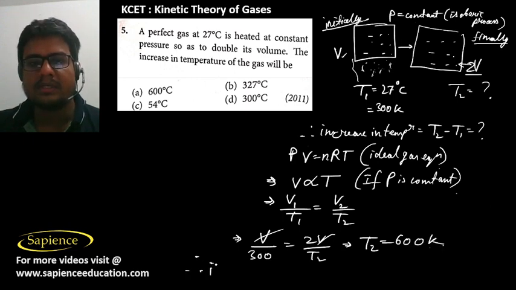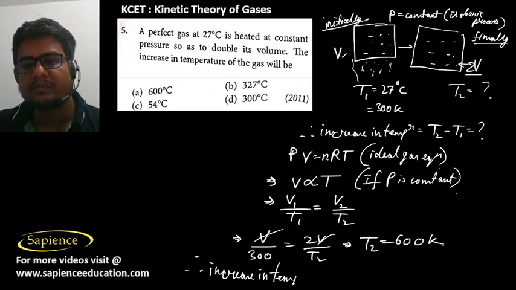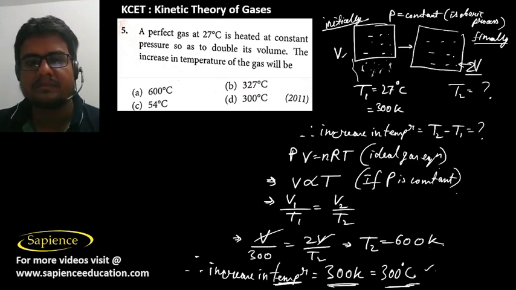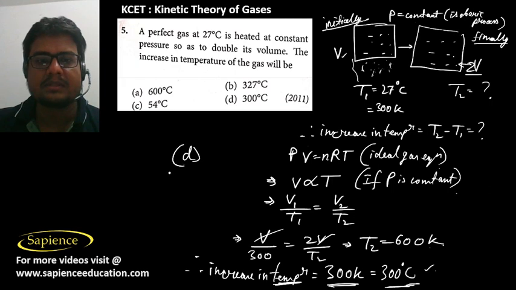So therefore the increase in temperature, that is T2 minus T1, is 300 Kelvin, which is also equal to 300 degrees Celsius. Since the increase in temperature in the Kelvin scale is the same as the increase in temperature in the Celsius scale. So option D is the correct answer.